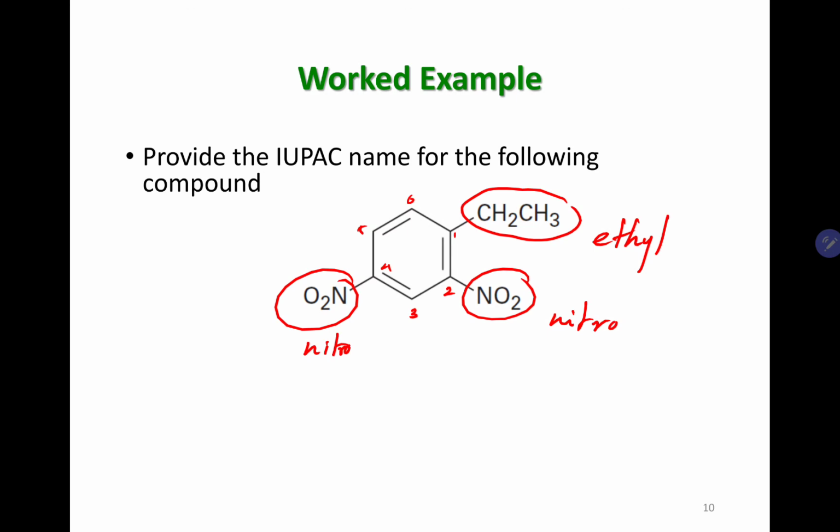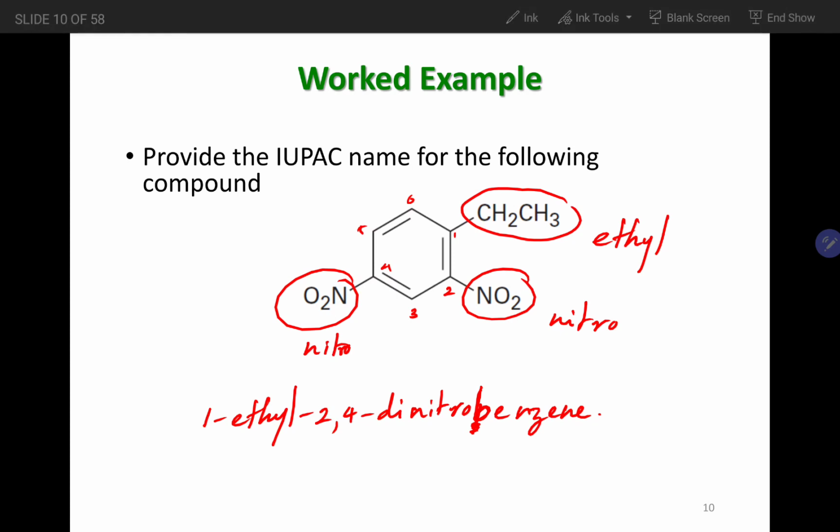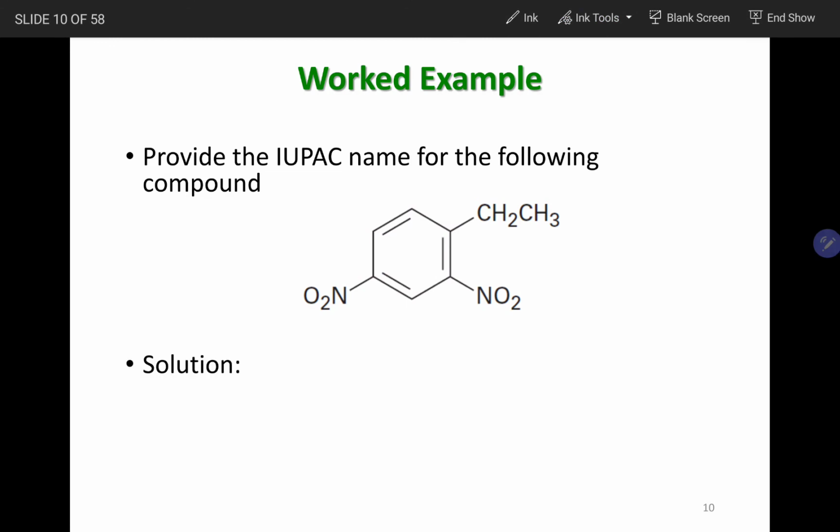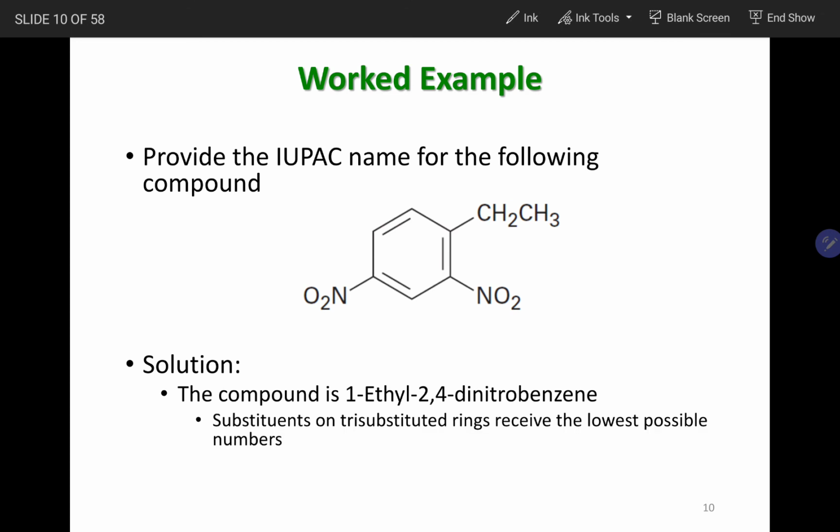So you will start according to alphabetical order. So you have a 1-ethyl, 2,4-dinitro benzene. Oops, sorry. 2,4-dinitro benzene. This will be the name of your compound. 1-ethyl-2,4-dinitrobenzene. Right guys, with that example I'm going to conclude this lesson or this video.